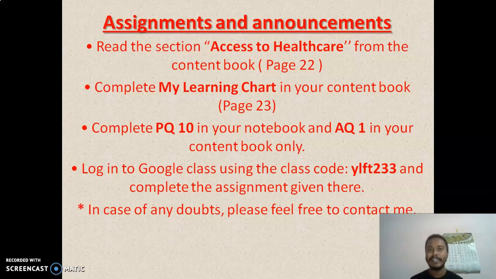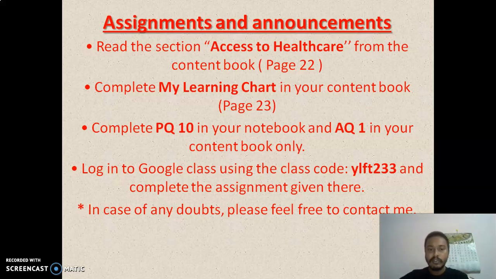Now let's go to the assignments and announcements. Read the section Access to Healthcare from your content book, page number 22. Complete My Learning Chart in your content book, page number 23. It's a very easy one. I know you can do it. Complete PQ question 10, which is a thinking question, so you think it and write it in your notebook. And the AQ question is only fill in the blanks, which you can do in your content book.